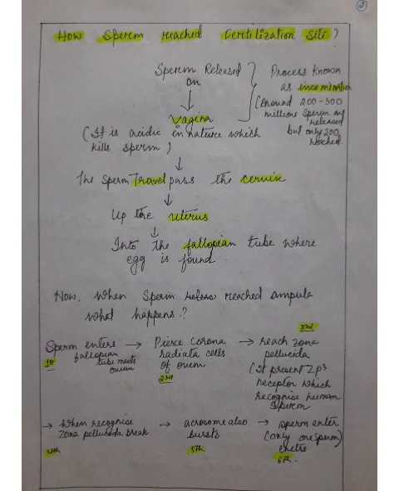Once it enters, the female ovum and the sperm unite and fertilization takes place. And after they unite, the membrane becomes depolarized, which means no more sperm can enter. So they block the entry of more than one sperm. So this is what happens when the sperm reaches the fertilization site.